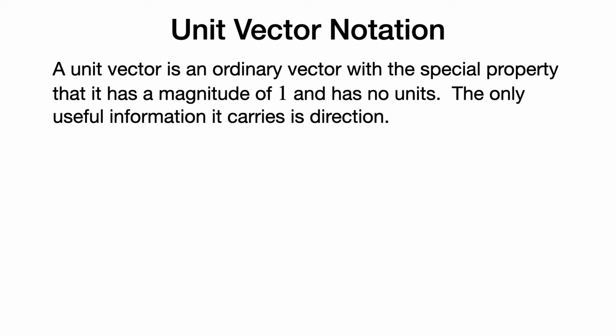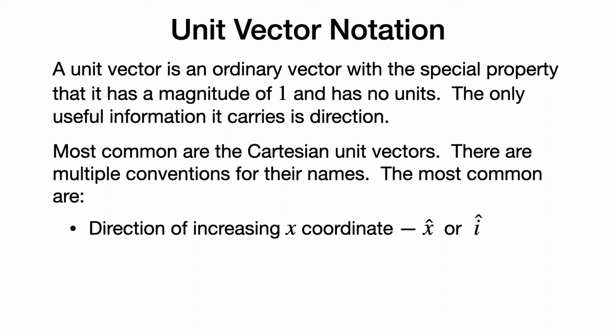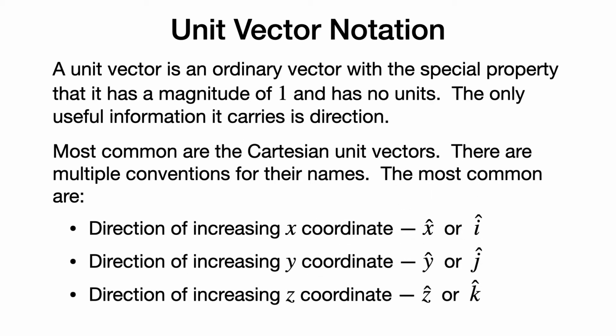A unit vector is an ordinary vector with a special property that it has a magnitude of 1 and has no units. The only useful information it carries is its direction. Most common are the Cartesian unit vectors. There are multiple conventions for their names. The most common are using x hat or i hat for the unit vector pointing in the direction of increasing x coordinate, for the y direction, y hat or j hat, and in the z direction, z hat or k hat. And we will actually primarily be making use of the i hat, j hat, k hat notation.